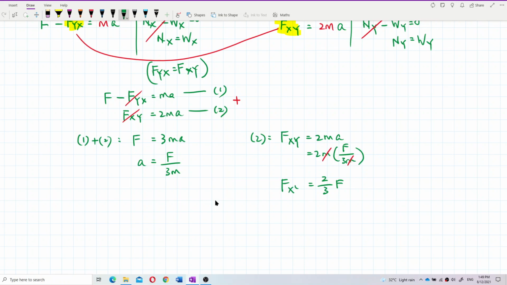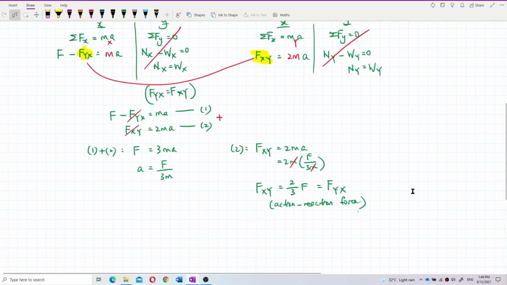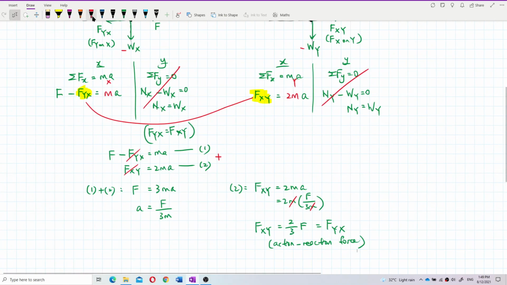Fxy is the same as Fyx because they are action-reaction forces. Okay, so that's the answer, 2 over 3 F. We find Fxy, we also find Fyx, because they are the same. They are action-reaction forces.